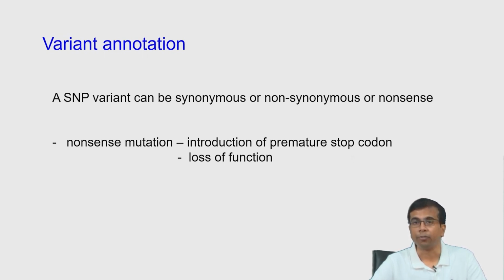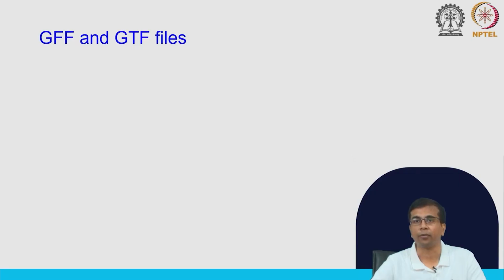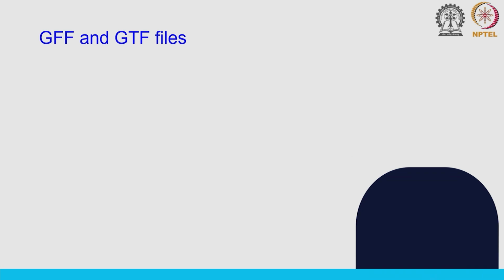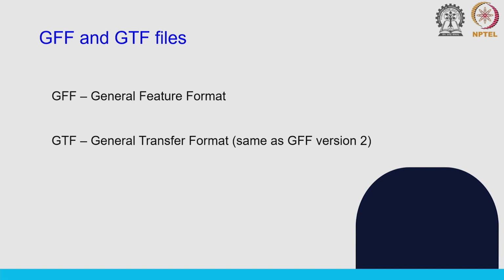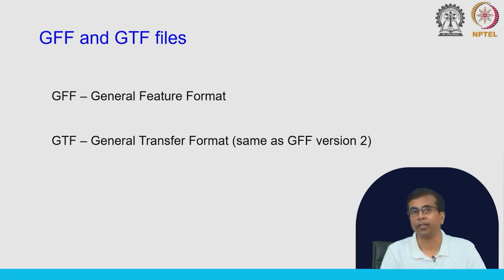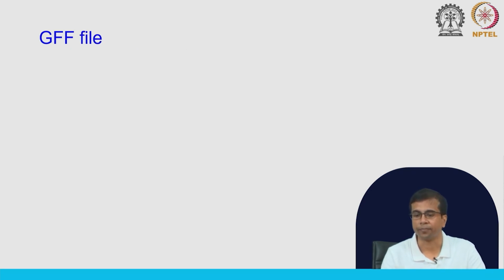Now, how do you do this annotation? For doing this annotation, we need something called GFF or GTF files. GFF stands for general feature format and GTF stands for general transfer format, which is actually the same as GFF version 2. We will discuss only the GFF format and that should be enough for doing this variant annotation.